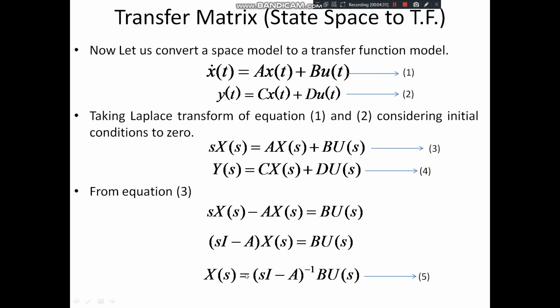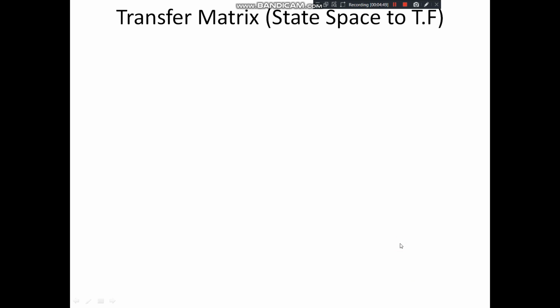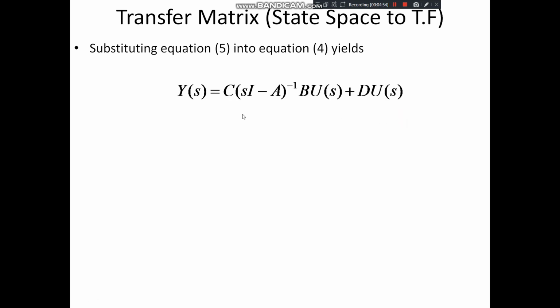Therefore, X of s is equal to (sI minus A) inverse into B into U of s. This (sI minus A) taken to the right hand side, which is represented in the numerator, therefore it is its inverse, representing this X of s value as equation number 5. Then substituting equation number 5 in equation number 4, we obtain Y of s is equal to C into X of s. That X of s value is substituted here: (sI minus A) inverse into B into U of s plus D into U of s as it is.